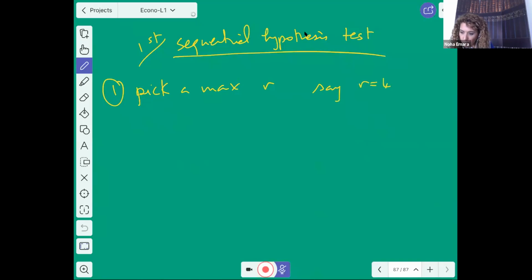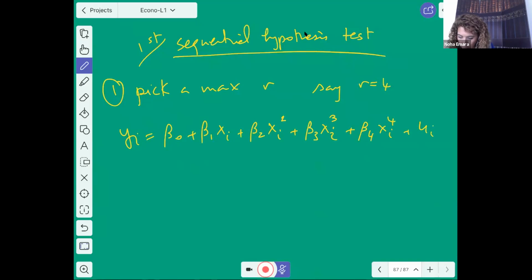R equal to 4. So your model is going to be yi equal to beta naught plus beta 1 xi plus beta 2 xi squared plus beta 3 xi cubed plus beta 4 xi to the power 4 plus ui. So you start with a certain number of powers, and we said let's say 4, because usually this is what we start with. And you estimate your model. So you pick an R and then you estimate the model.